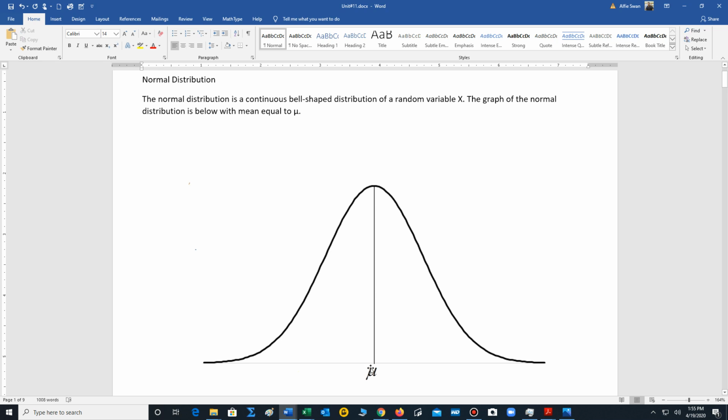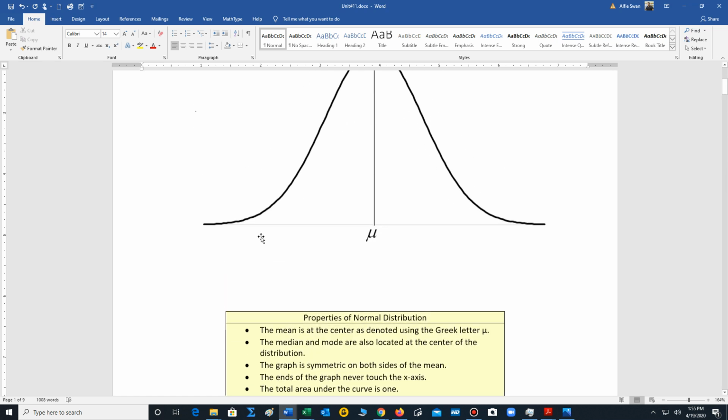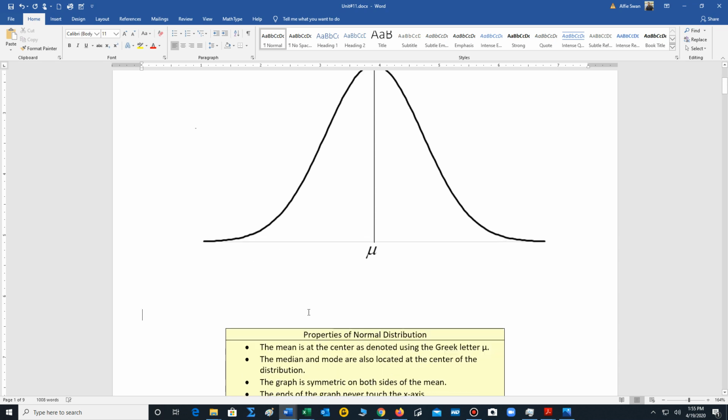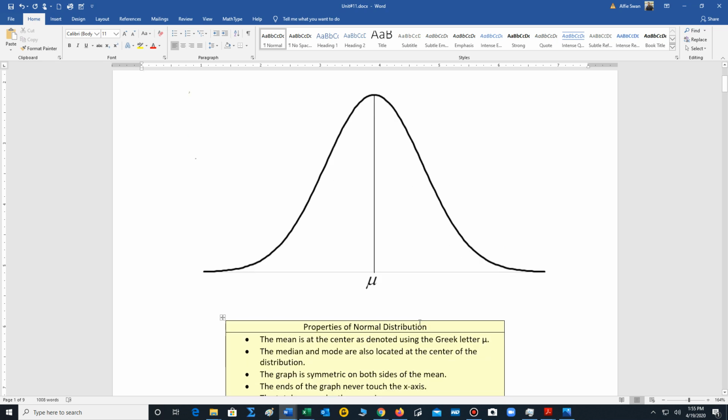So the normal distribution is a distribution that has a continuous bell shape for some random variable x. As you can see, the graph has that bell shape, and one of the main properties of this normal distribution is that the mean is at the center of the distribution. For any normal distribution, the mean, which is represented by the Greek letter mu, is always at the center of the distribution. Also, the median is at the center because half of the data lies to the left and the other half lies to the right. Also, it's the mode. The mode is the data value that has the highest frequency, and the highest frequency occurs at the peak. So the mean, median, and mode are all located at the center of the distribution.